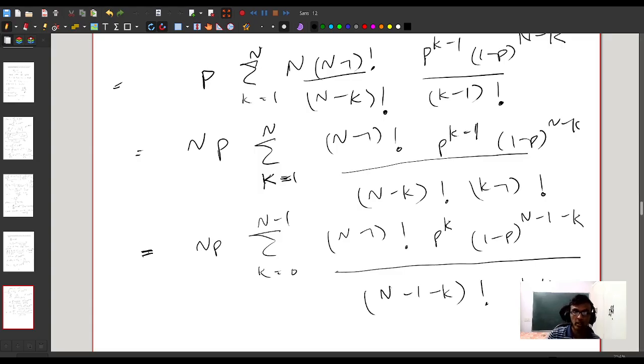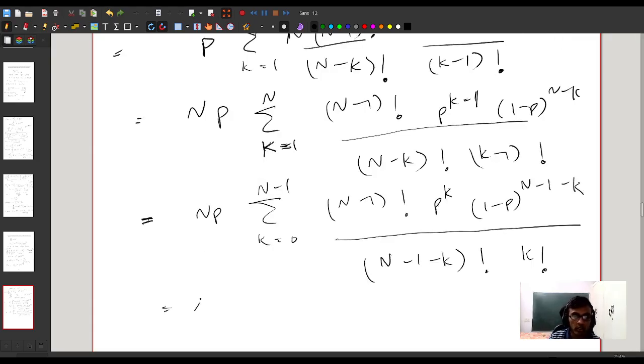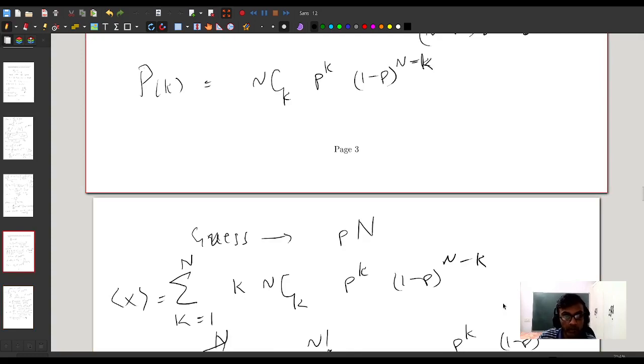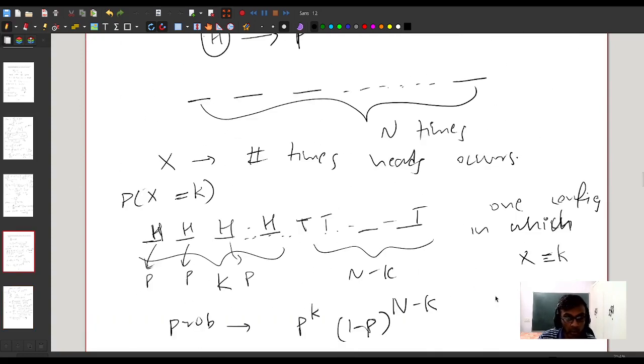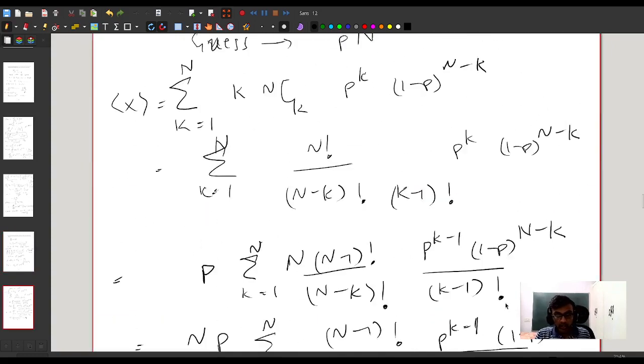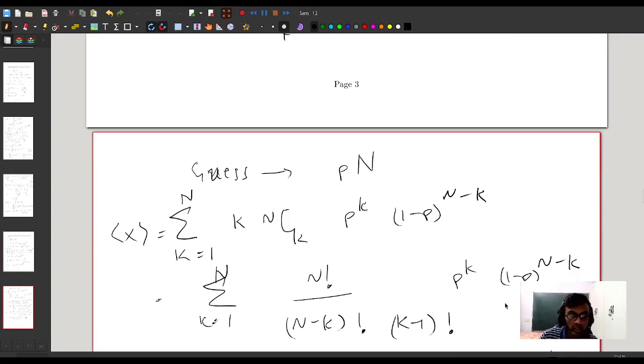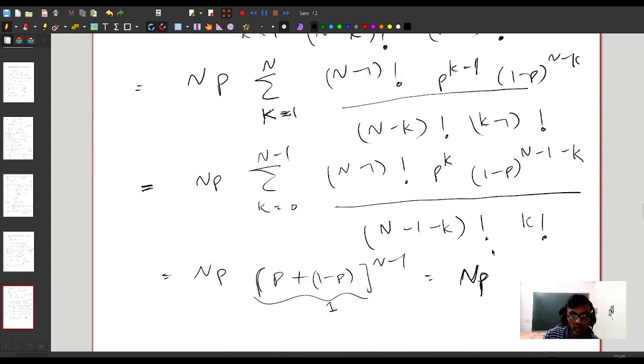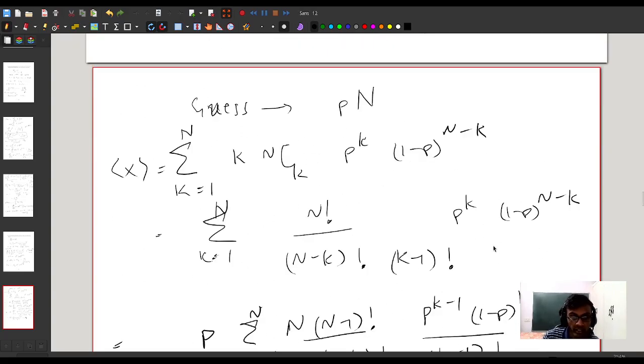So this is nothing but 1 p plus 1 minus p whole to the n minus 1, which is just 1. So finally we have np, which is what we guessed right at the outset. So yeah, just by doing some manipulations to the factorials, we can find this sum.